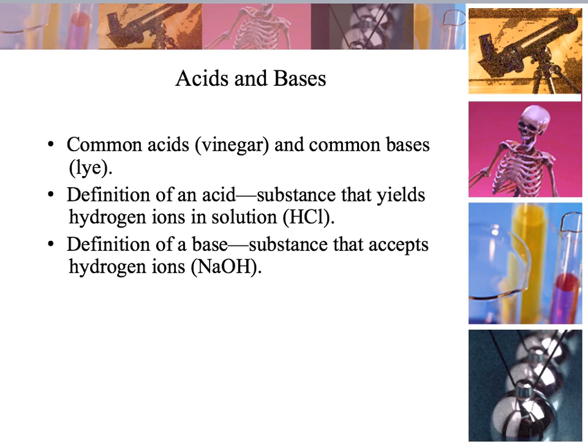The definition of an acid is a substance that yields hydrogen ions in solution. So for example, hydrochloric acid is HCl. We know it gives off that hydrogen. The definition of a base is a substance that accepts hydrogen ions. So here's sodium hydroxide. We put that in water, and it will give off the OH, which is the hydroxide group.